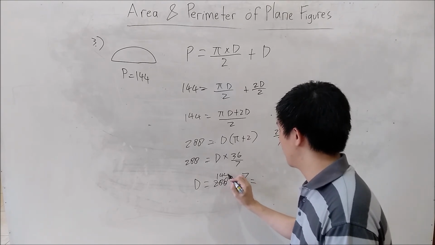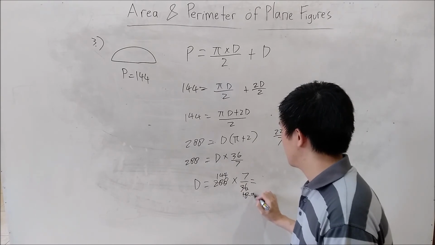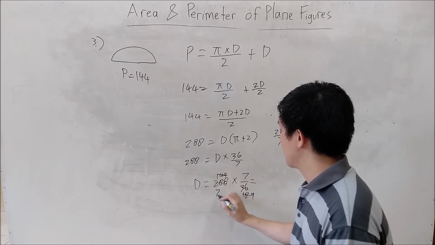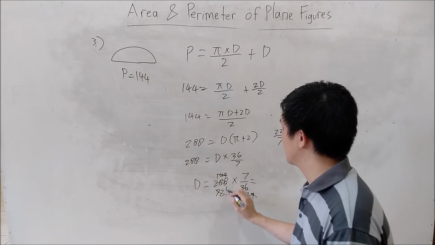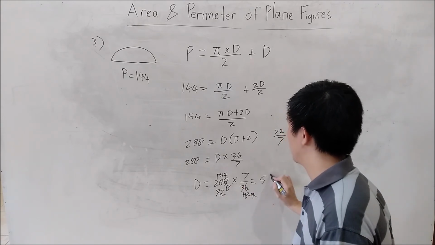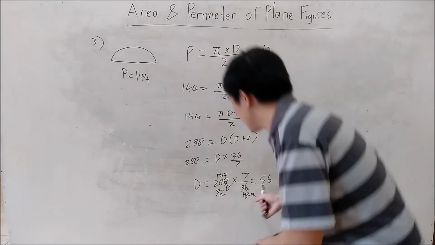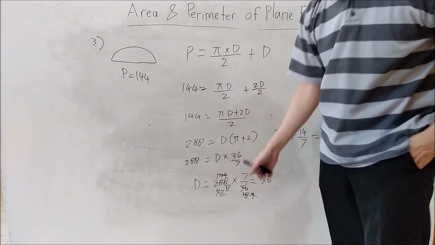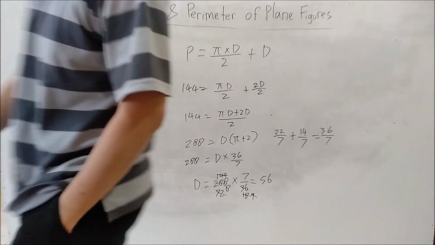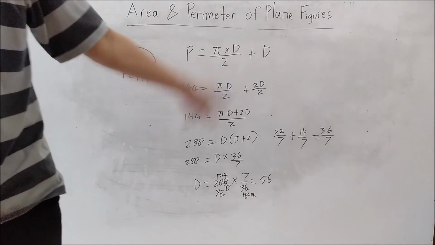18, 144, 9, 72, 8. 8 times 7 will be 56. That is the diameter of the circle, or of the semicircle.